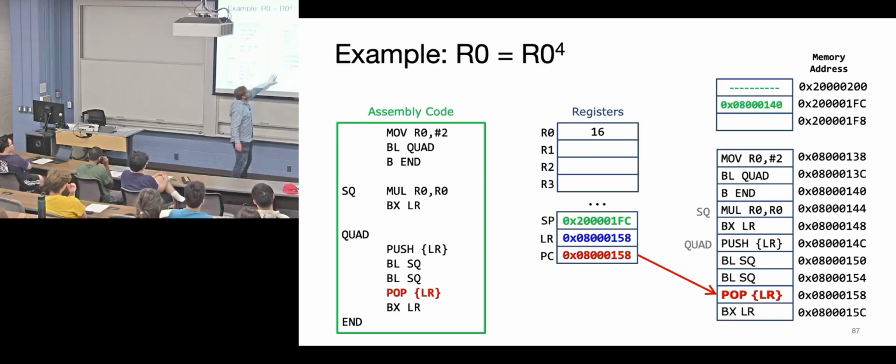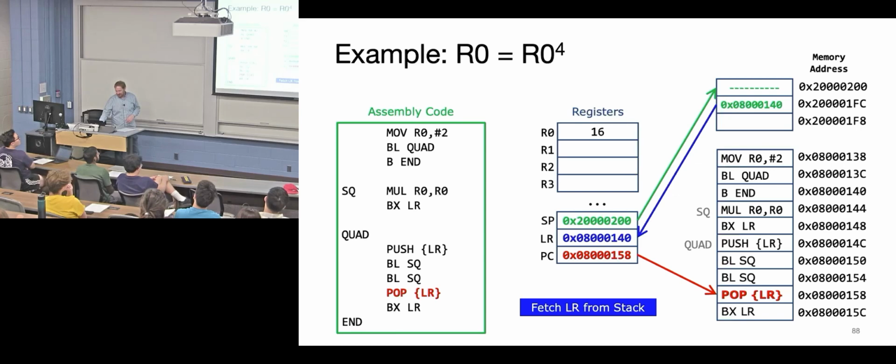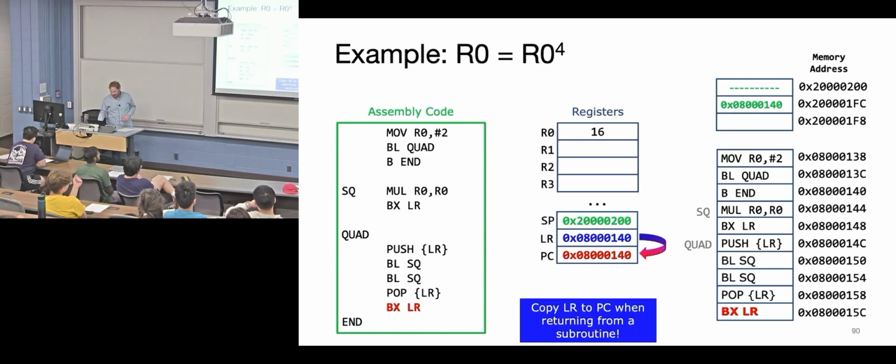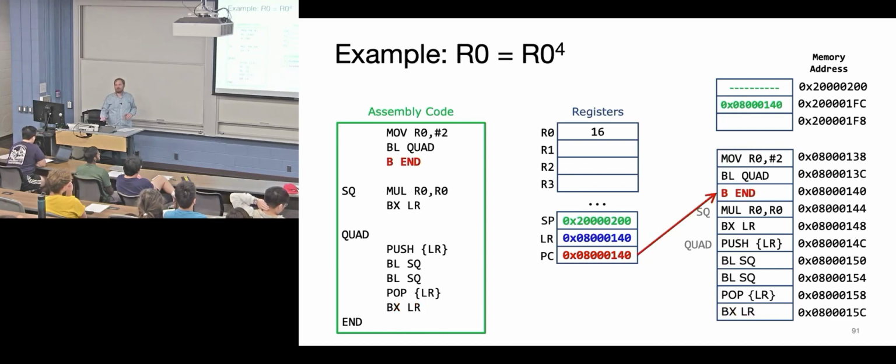That's the problem, right? So we have to go get the correct link register from the stack. We're going to pull that down, place that value into the link register, and when we pop, right, we grab the value and then we increment the stack pointer. So the stack pointer is no longer pointed at 1FC, it's pointed at 200. And then now we're going to branch the link register, and we're at the end of our program.